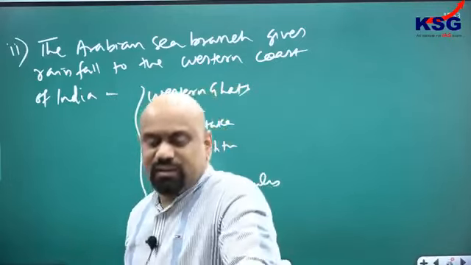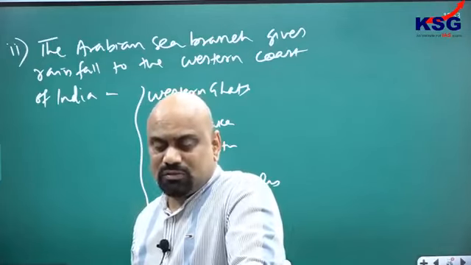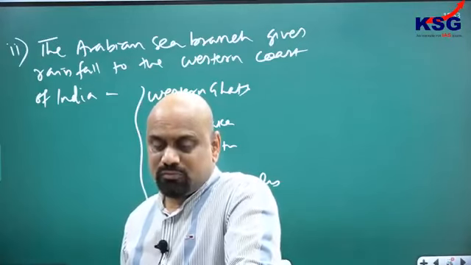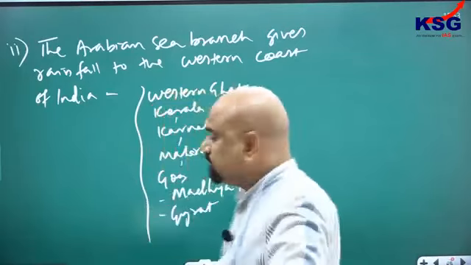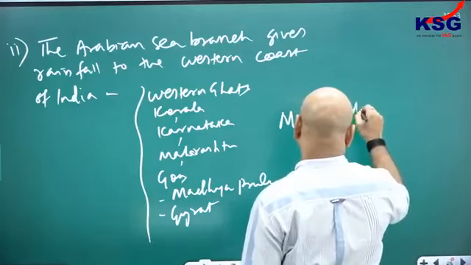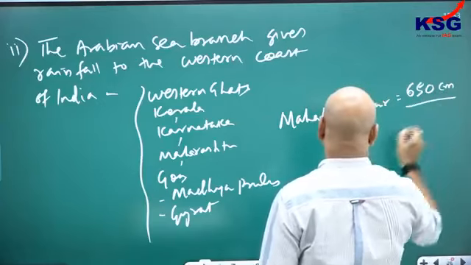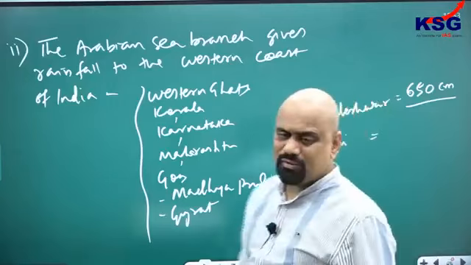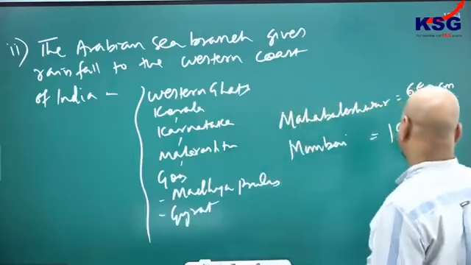It gives very heavy rainfall in the Western Ghat. In Mahabaleshwar, 650 centimeter, whereas in Mumbai, 190 centimeter. Mahabaleshwar, 650 centimeter of rainfall, and Mumbai, the rainfall goes down to 190 centimeter.